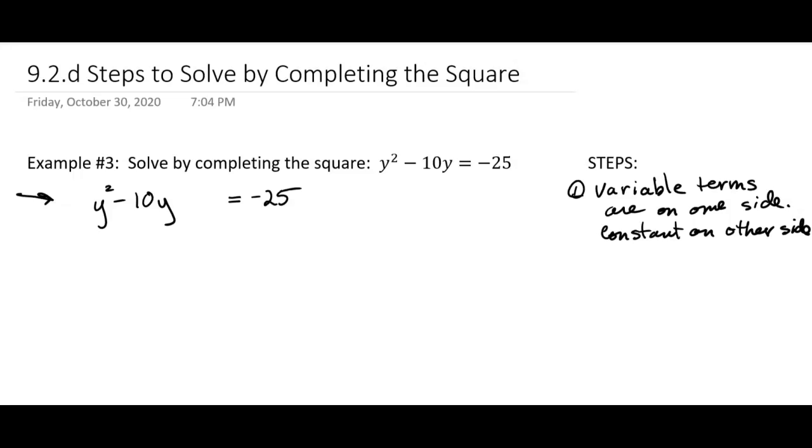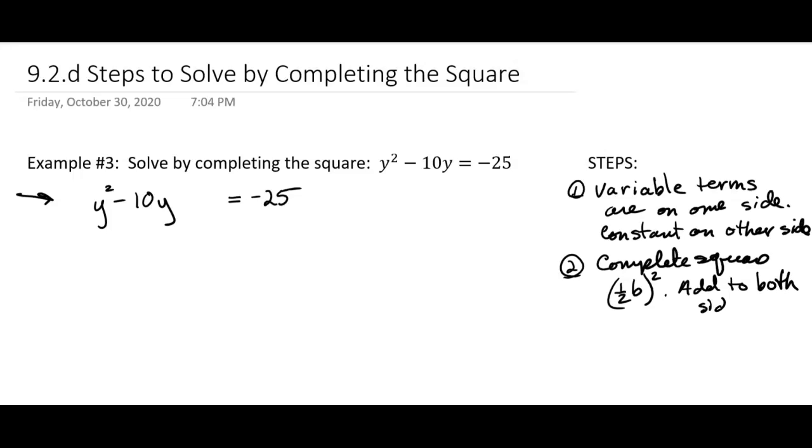Okay. Then you have to complete the square. So you're going to take half of b, whatever b is, or b over 2, and then you're going to square that, okay? Add that to both sides. Now, they have the steps written out in the book. I'm sure it's different than what I'm doing, but, whatever works for you.